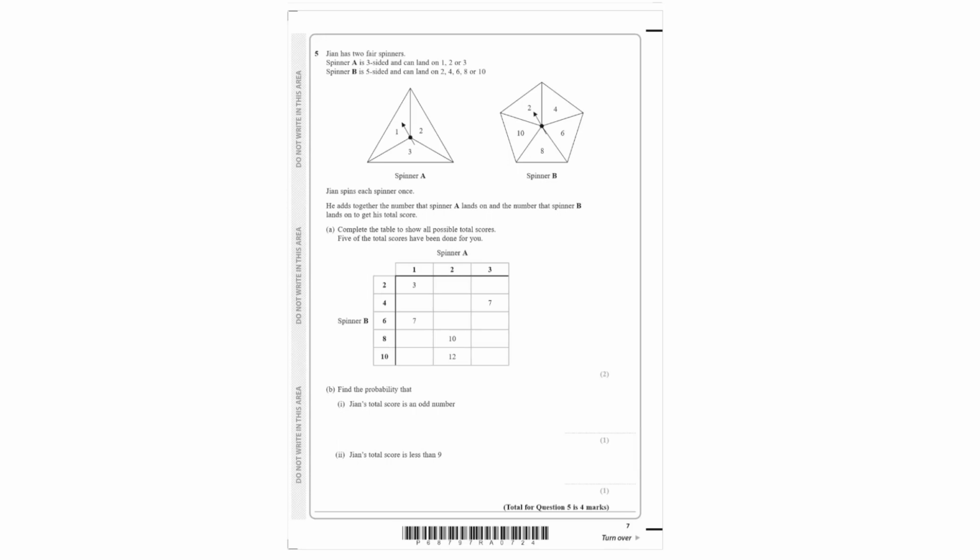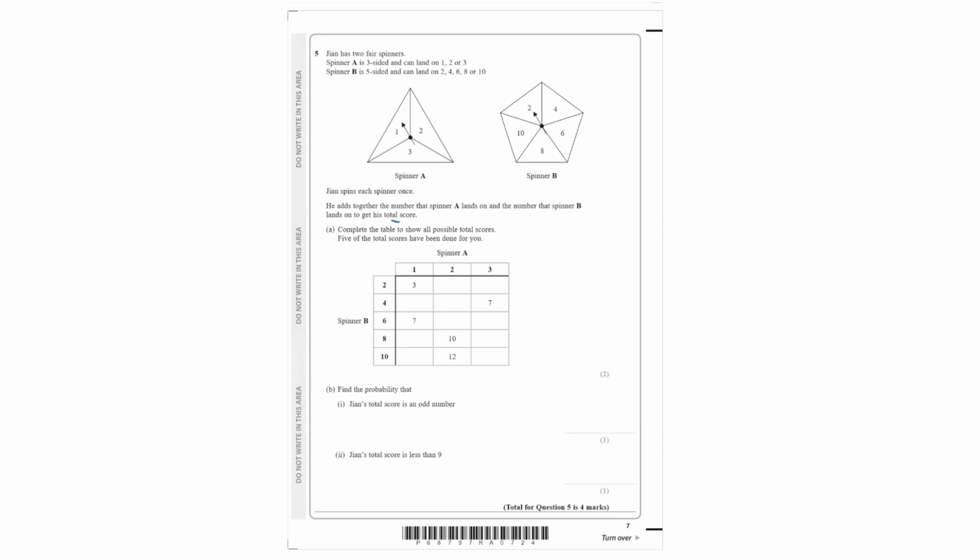Question 5. Jian has 2 fair spinners, which means they're unbiased. Spinner A is 3-sided and can land on 1, 2, or 3. Spinner B is 5-sided and can land on 2, 4, 6, 8, or 10. Jian spins each spinner once. He adds together the number of spinner A and the number of spinner B to get his total score. Complete the table to show all possible total scores. 5 of the total scores have been done for you.